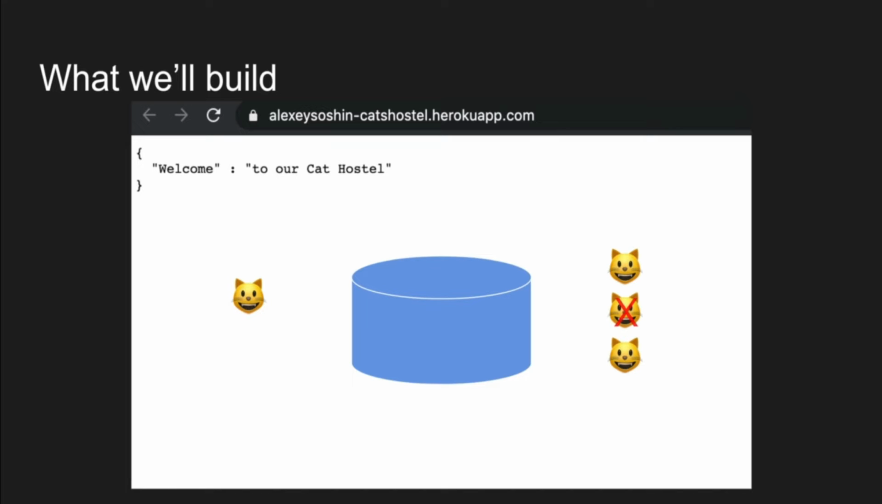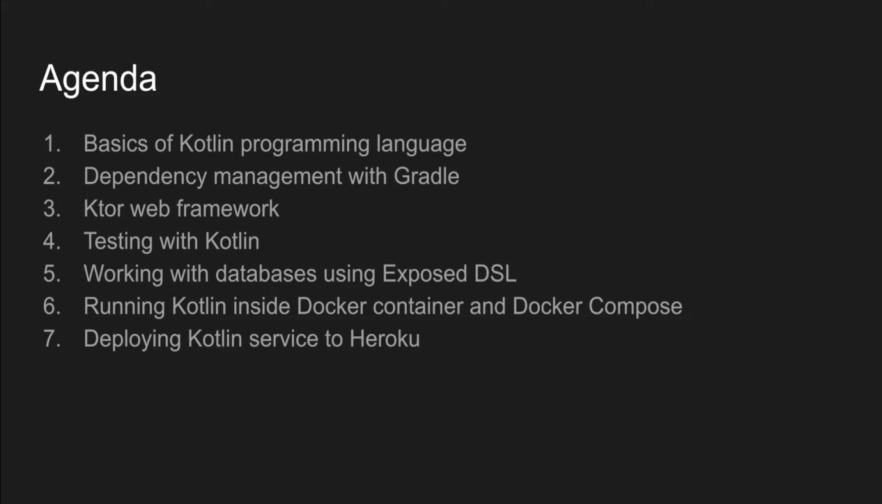Because as long as you know how to implement basic operations like creating an entity, removing it, and listing the entities you have, you can build this kind of service for anything. Supermarket orders, auction items, taxis, you name it. So why not cats? Let's talk a bit about course agenda.